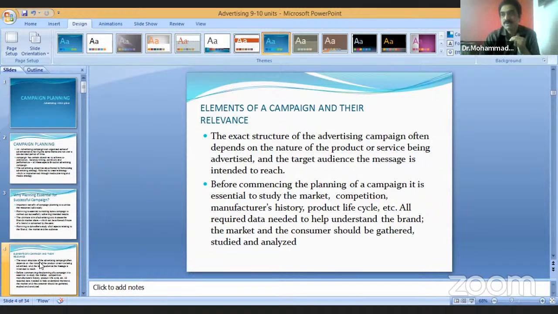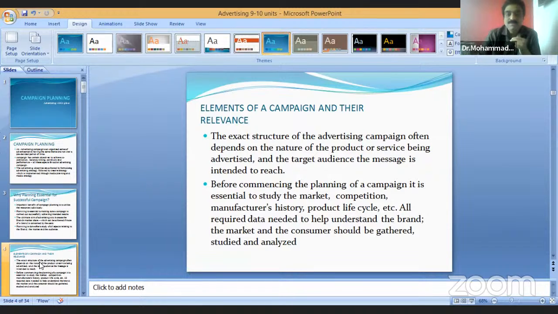So before launching any campaign, we need to study the manufacturer history and the competition in the market. Then the product's life cycle: whether it is a durable or non-durable product, whether it is an industrial product or an FMCG product. We need to have these things. We also look at how the opponent products, the competing products, are performing, where we need to improve, and what strategy we need to overcome what we are lacking. These are the things we study in the market.